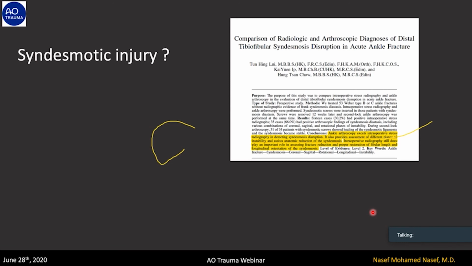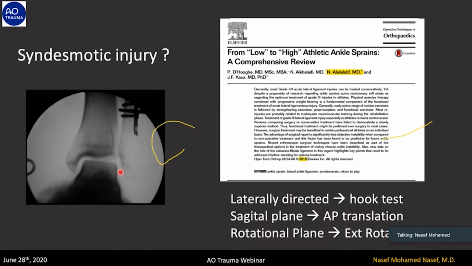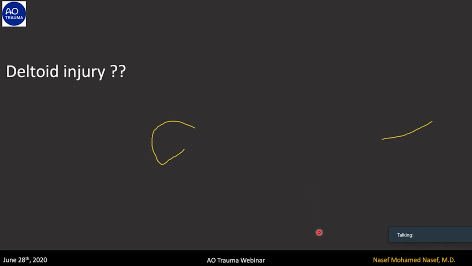So what about the syndesmotic injury itself? As you can see here, there's a hook test that is being done, and at the same time checking. This is another case. And we also wrote up something about the direction of the instability, because the syndesmosis can be unstable in any one of these three planes.